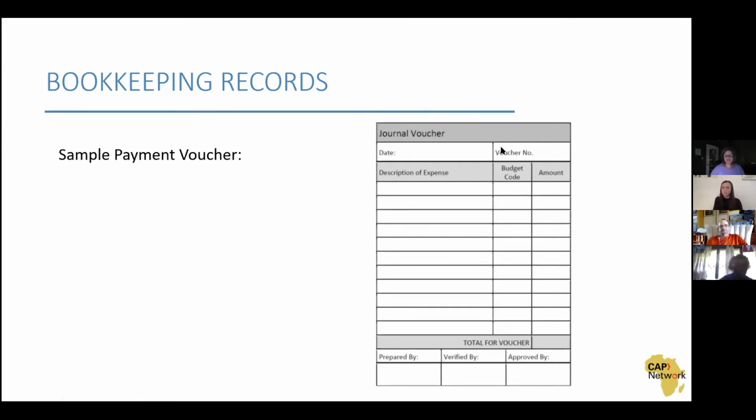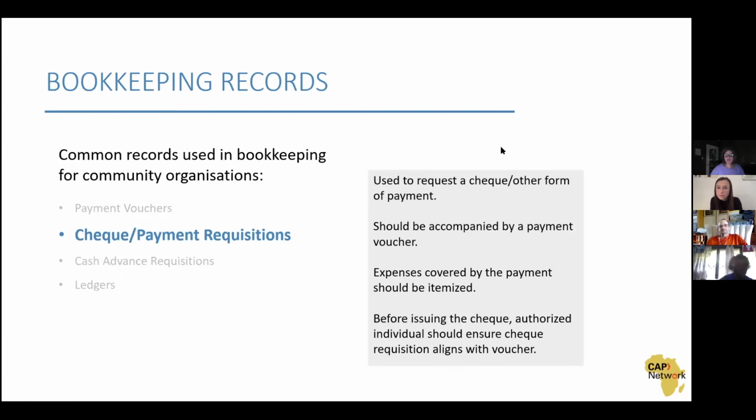Yeah, go on. So from the vouchers, we then go to a check or a payment requisition. This, I think, can seem a little bit like duplication of effort, but this is the process that you use to pay out or reimburse for expenses.